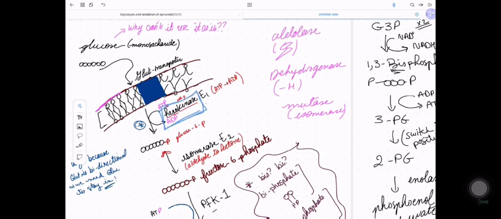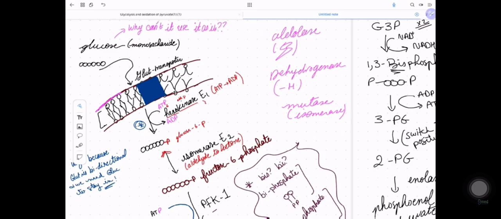So, what does it mean? Kinase is a type of enzyme that adds a phosphate group, or PO4 3 minus, into a molecule, right? So what it does is that hexokinase comes and it adds a phosphate to our 6-carbon glucose. We add a phosphate group to the 6-carbon glucose.